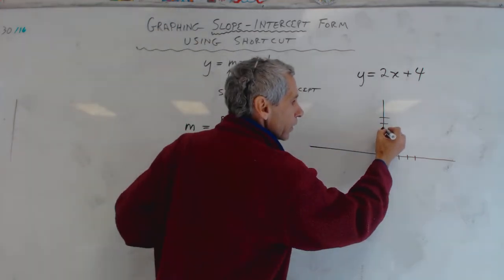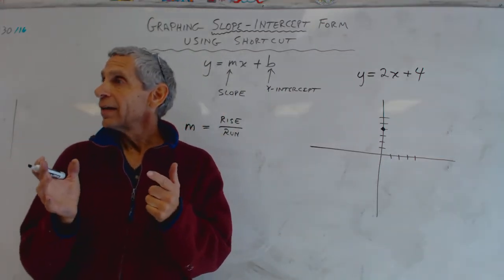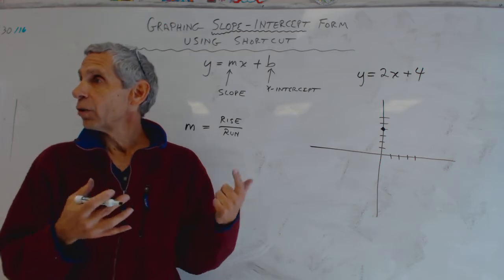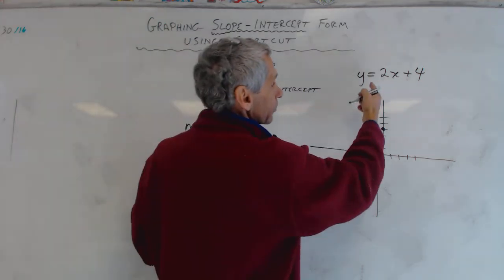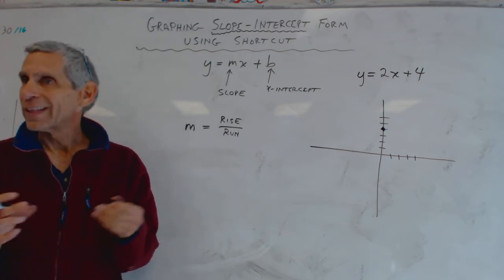so if that's my first point, I know that from any point on the line, the line is going to have the slope of whatever the slope is, right? It's all going to have that same slope. What's my slope? 2. But that's not a fraction.